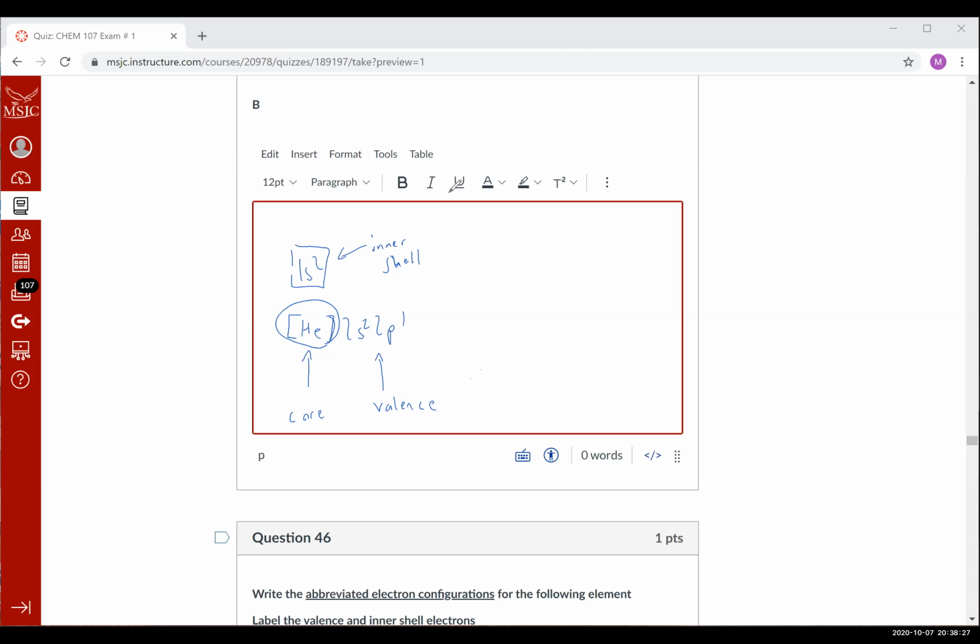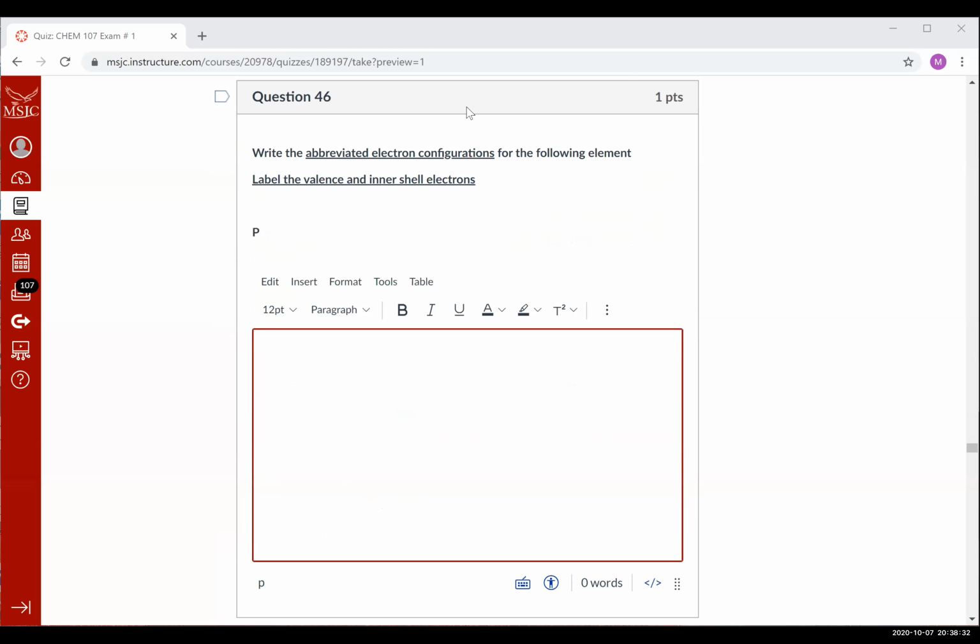Perfect. So let's keep going with this, and let's look at the next example. In 46, we're looking at phosphorus. The noble gas before phosphorus is neon. Next, we fill our 3s2 and 3p orbitals. These outer electrons are our valence electrons, while these electrons represented by this neon abbreviated configuration are our core electrons. Does that make sense?